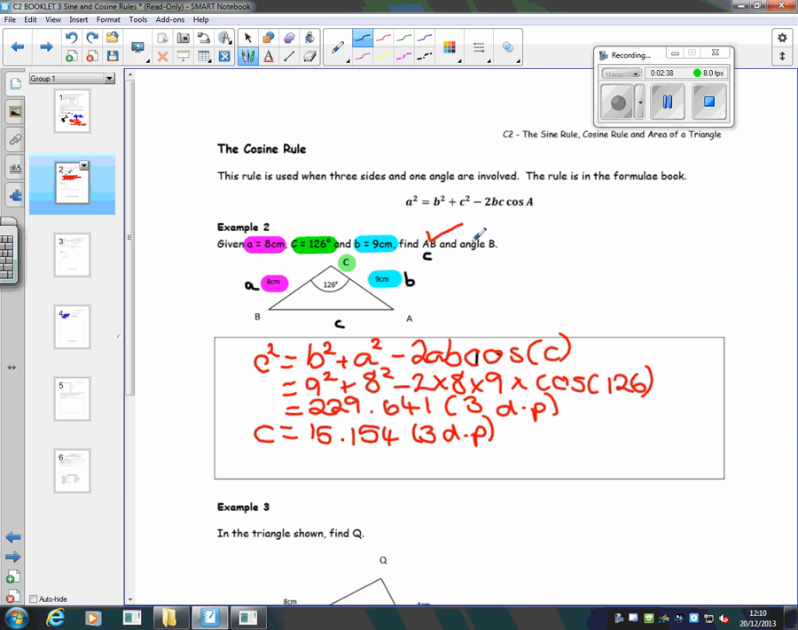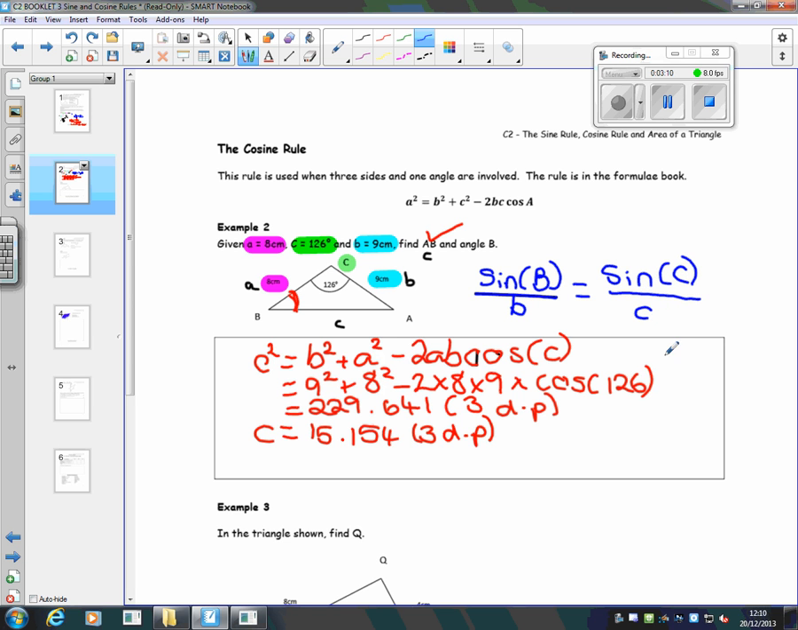Now we need to find the angle labelled capital B, so that's this angle here. So we're going to go back to using the sine rule. This time we will use the sine rule written in the form sine of capital B over lowercase b is equal to sine of the angle capital C divided by the side labelled lowercase c.